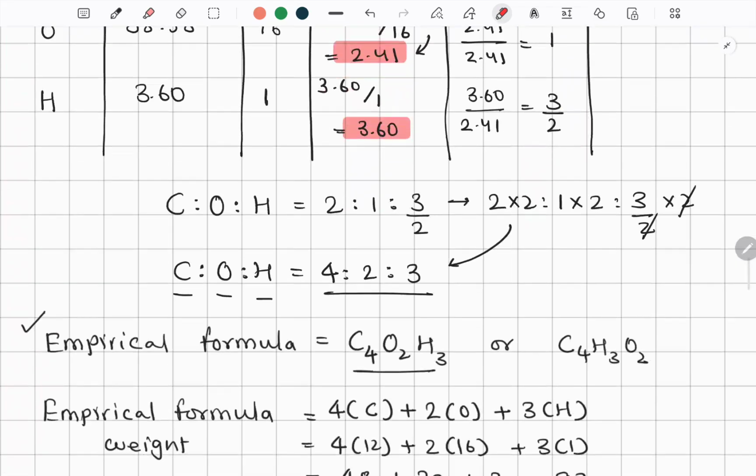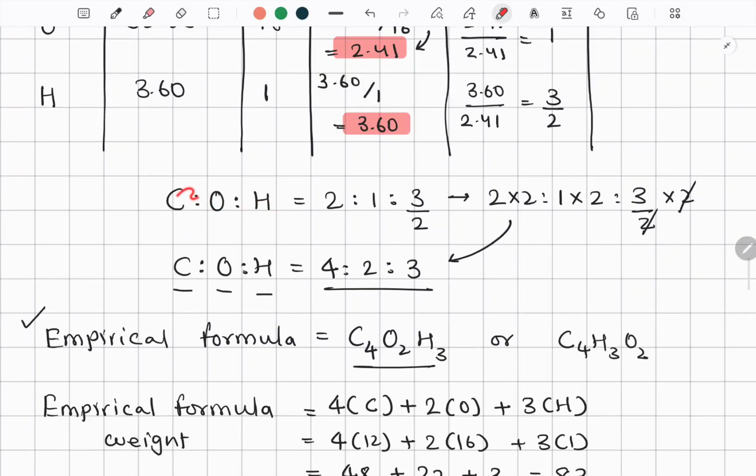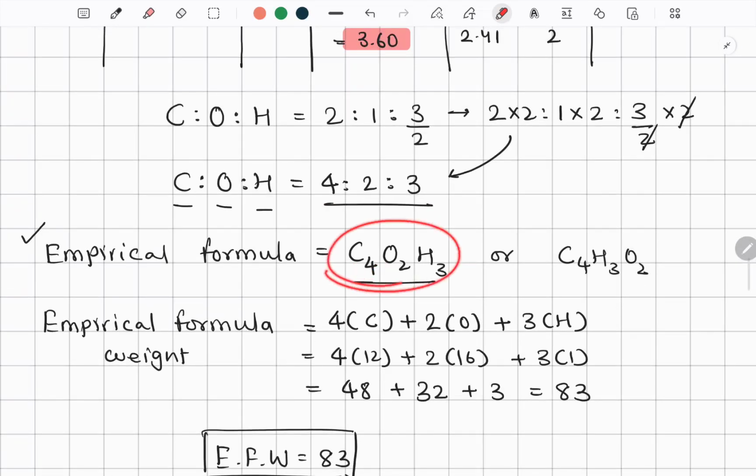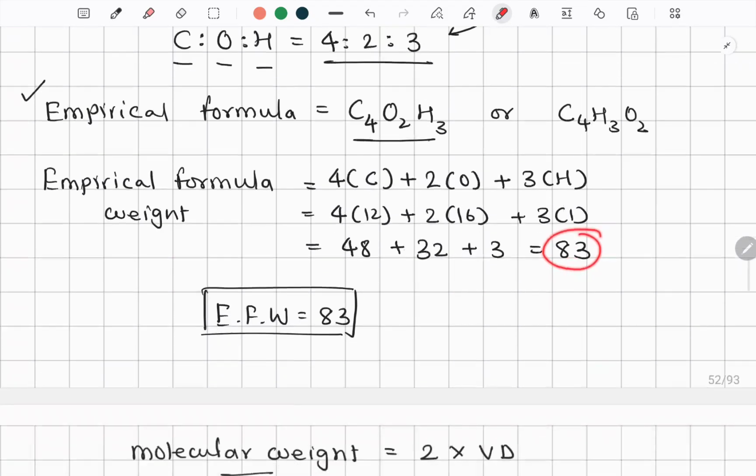Once you get the simple ratio, put all the elements in the form of a ratio, that is C is to O is to H as 2 is to 1 is to 3 by 2. If any of them is a fraction, you have to remove the fraction by multiplying by the same number. So to remove the 2, we multiplied every ratio by 2 and got the final ratio 4 is to 2 is to 3, and that's our empirical formula. Then the next step was to calculate the empirical formula weight, which we calculated over here.